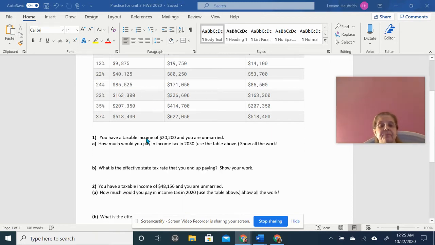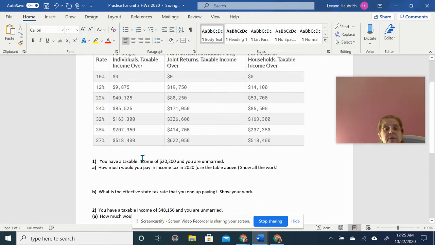So it says you have a taxable income of $20,200 and you are unmarried. How much would you pay in tax? And this should say in 2020. I'll fix it now because I was trying to make it as a practice and show all work.